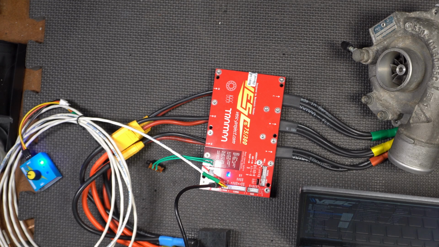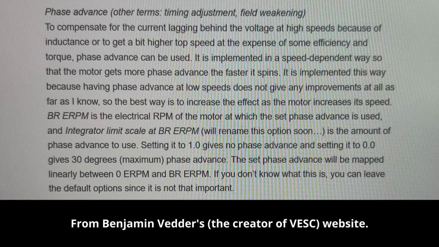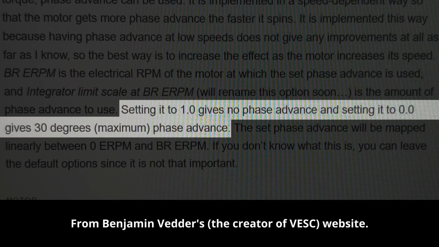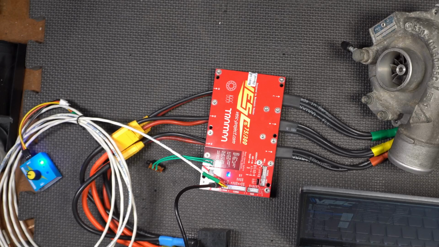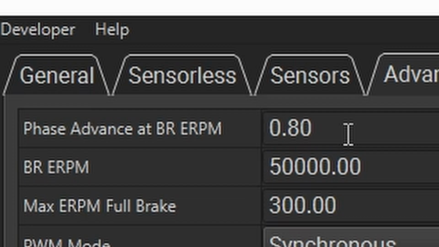So the way that the timing is set up is a little bit weird in VESC Tool. Basically 0 degrees of timing is supposed to be equivalent to a phase advance of 1, and 30 degrees of timing is equal to a phase advance of 0. I know, it doesn't make sense. And by the way, above a certain ERPM, the timing is effectively locked out, as far as car guys would think of it anyway.